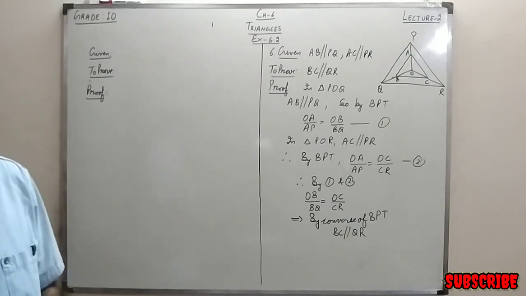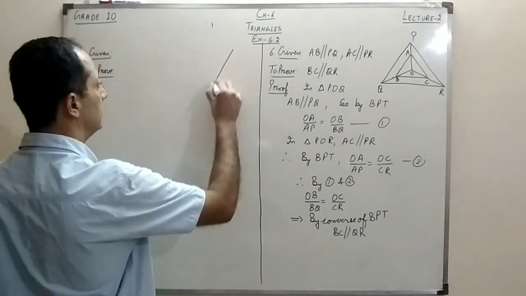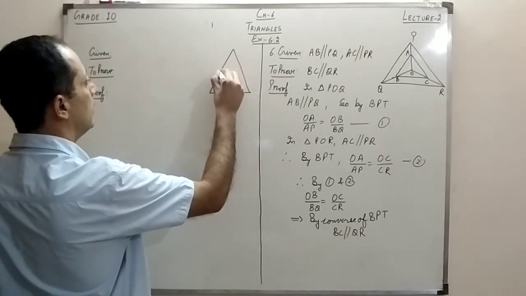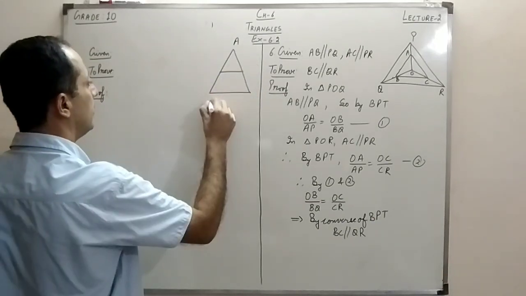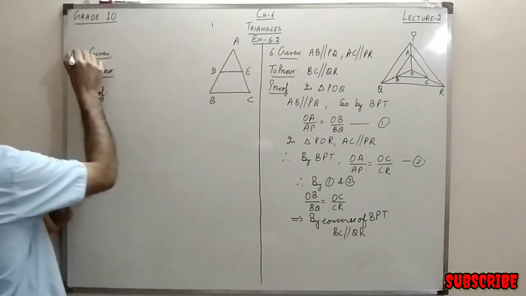So what is given to me in the seventh question is, prove that a line drawn through the midpoint of one side of a triangle parallel to another side bisects the third side. So I have a triangle. This is the midpoint. This is parallel to this line. So I write A, B, C, D, E. This is the seventh question.